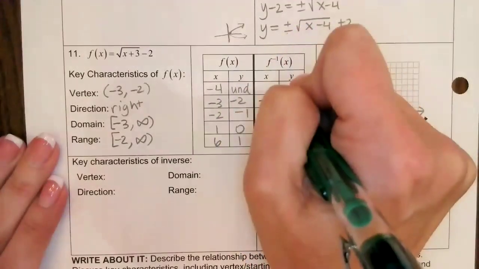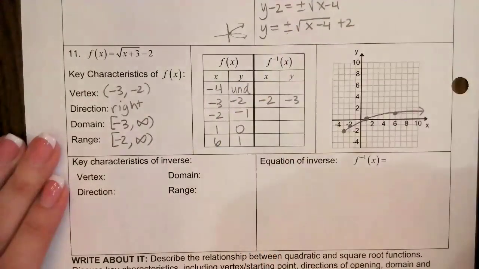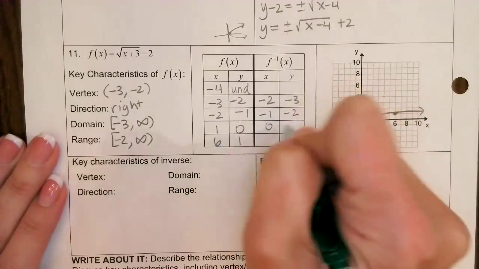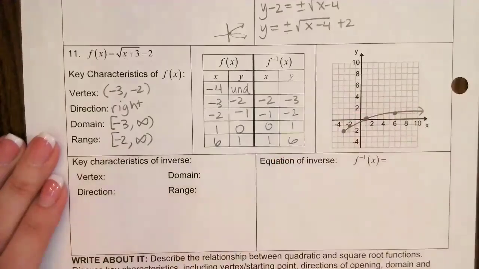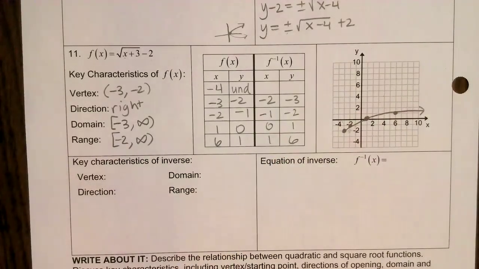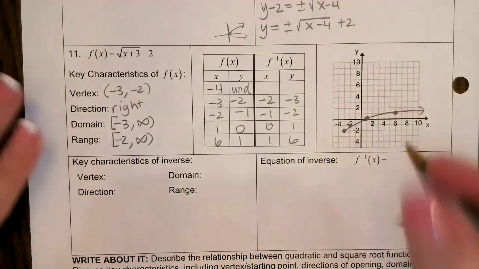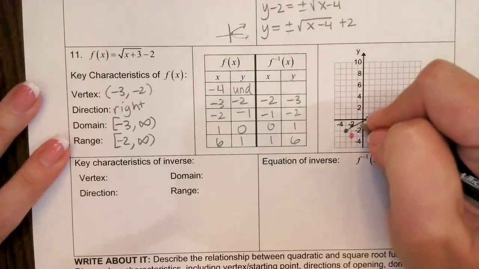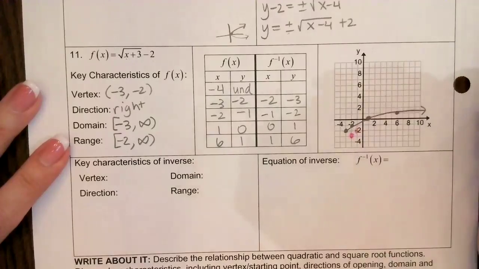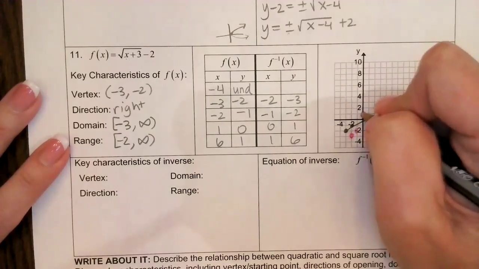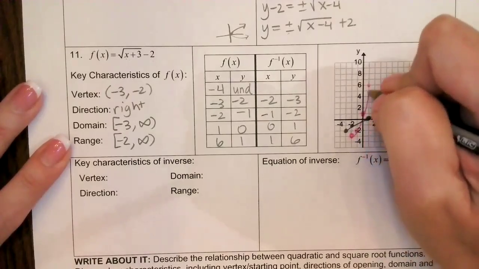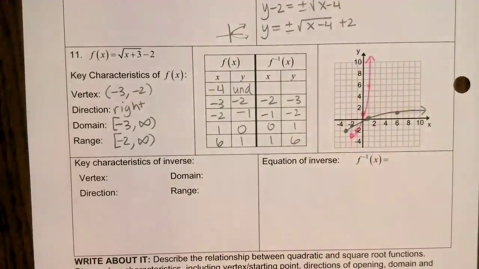Now, to find its inverse, we want to go ahead and flip those values. So this would become -2, -3. We've switched our input and output. -1, -2, 0, 1, and 1, 6. So I'm going to go ahead and put those on the graph so that you can see those next. So -2, -3. And so our graph looks like that.